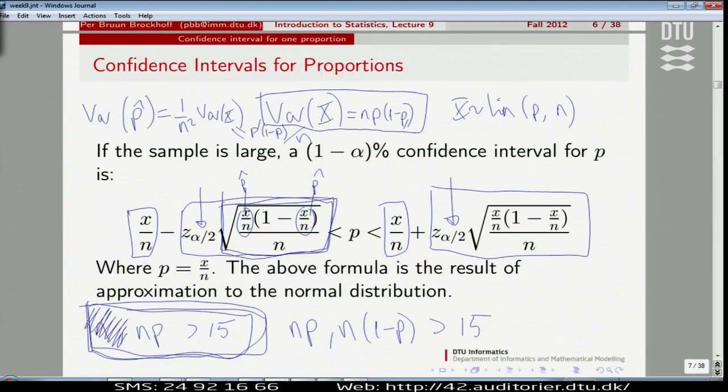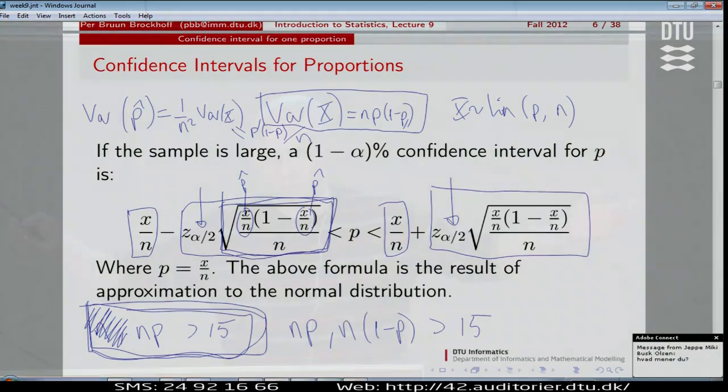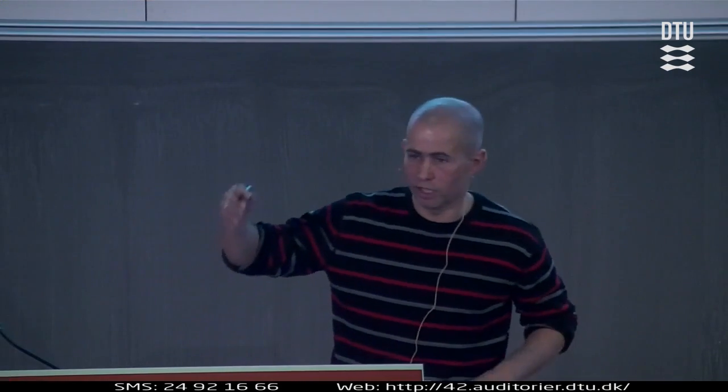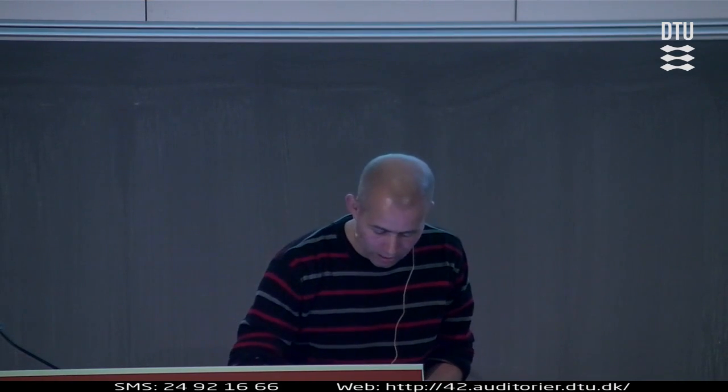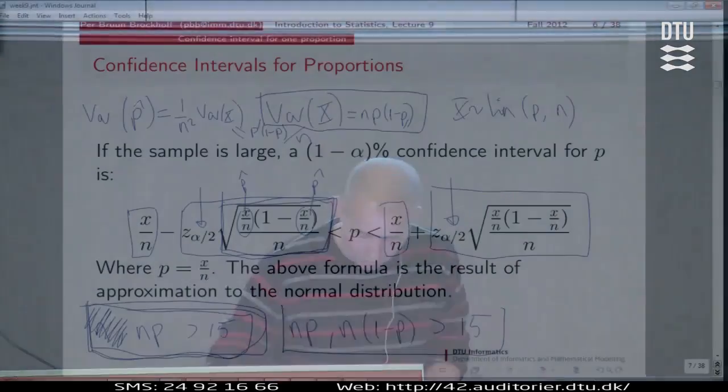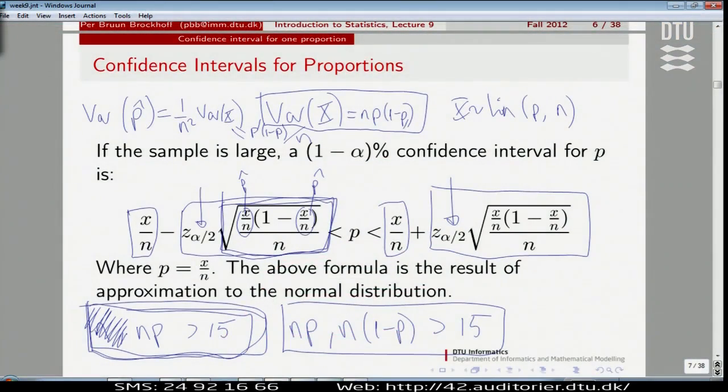That doesn't make sense, because if np is larger than 15, then n is also. So that was kind of an empty thing to say. What I meant was that np and n times 1 minus p, we couldn't have too few or too many. If you have 47, it should not be 0, 1, 2, and it should not be 45, 46, 47 responses. So that is the correct condition for the confidence interval.